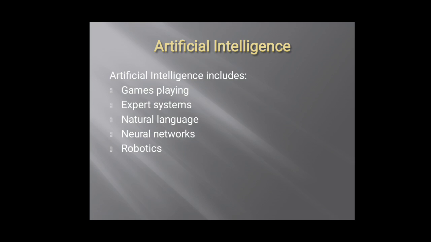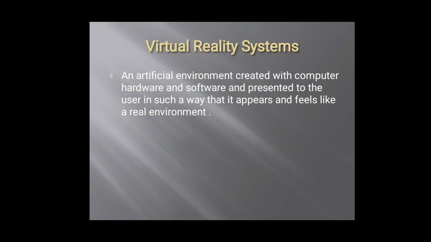Robotics: a person working and a robot working can be similarly tasked, but for that task to be completed, there is machinery which is working, and that is robotics. Next is the virtual reality system, an artificial environment created with computer hardware and software and presented to the user in such a way that it appears and feels like a real environment. 3D movies, 3D objects, moving conditions in games, moving pictures, your graphic interchange format pictures, all this is virtual reality. Virtual reality means something which is not actually working. We feel it is there, but it is actually not there.